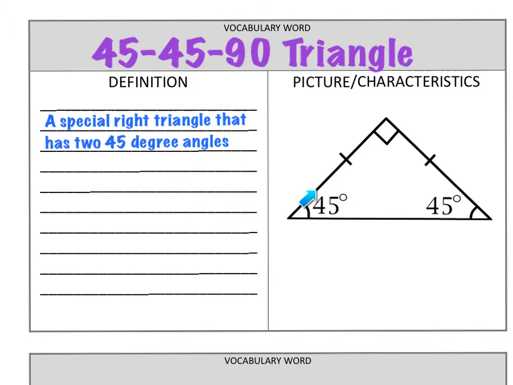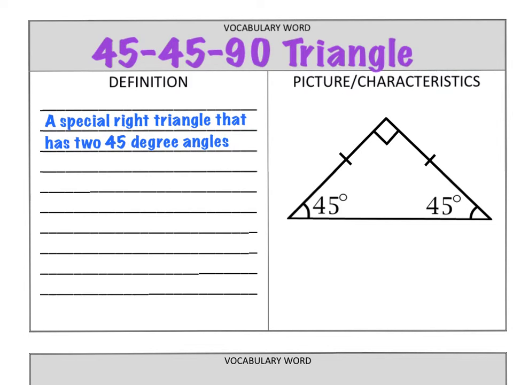So take a look at this triangle over here. We have the 90-degree angle and two 45-degree angles. And together, that will make 180 degrees. So, when you have a 45, 45, 90 triangle, certain characteristics apply to all of these triangles.